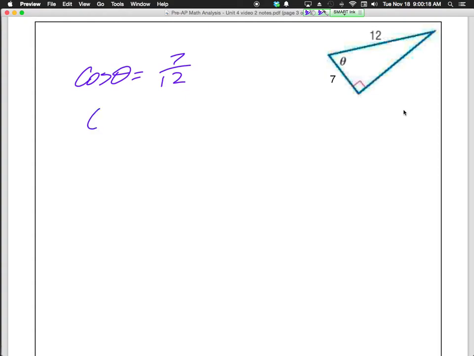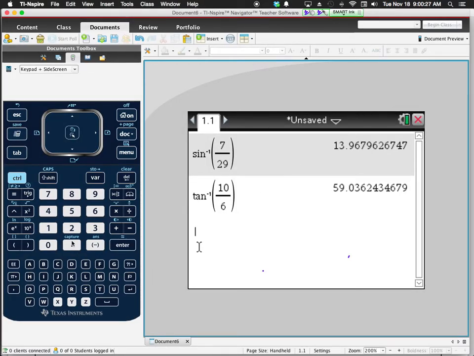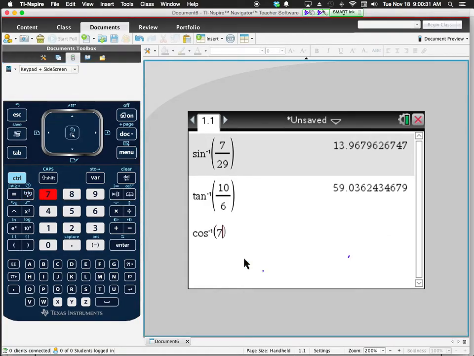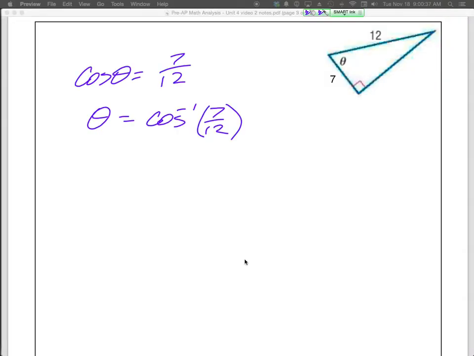All right, so then I need the inverse. So I want inverse cosine of 7 over 12. So take a trig, inverse cosine, 7 divided by 12. Press enter, we get 54.3. So my angle is 54.3 degrees. So any questions on solving for an angle when you're given two sides in a right triangle?